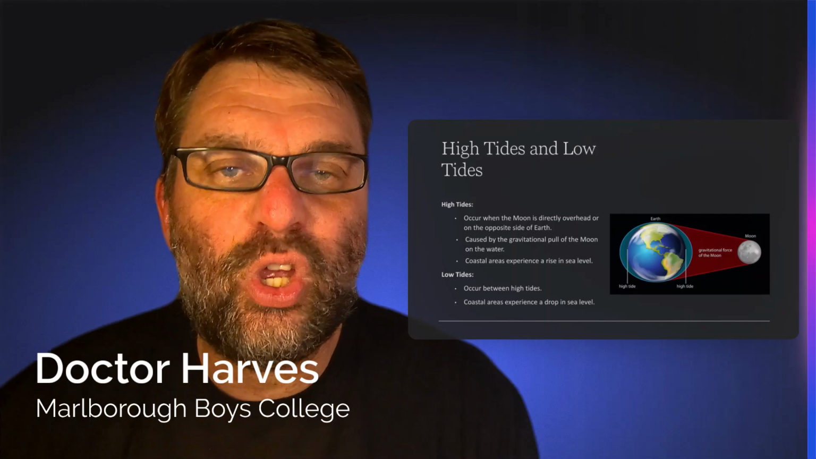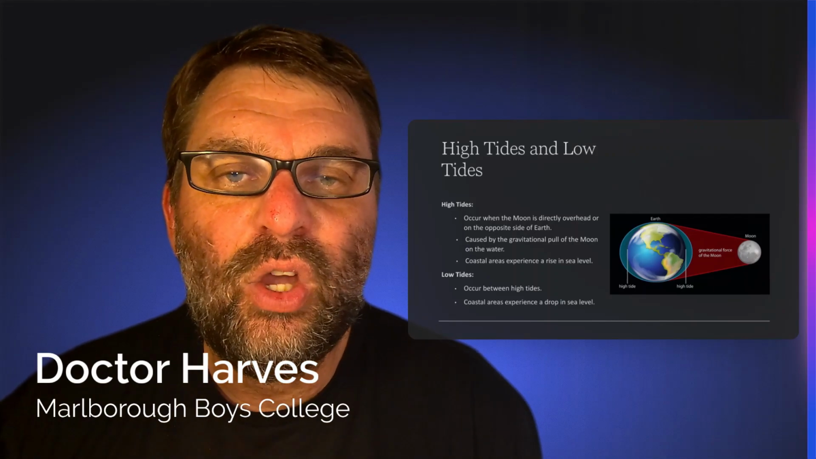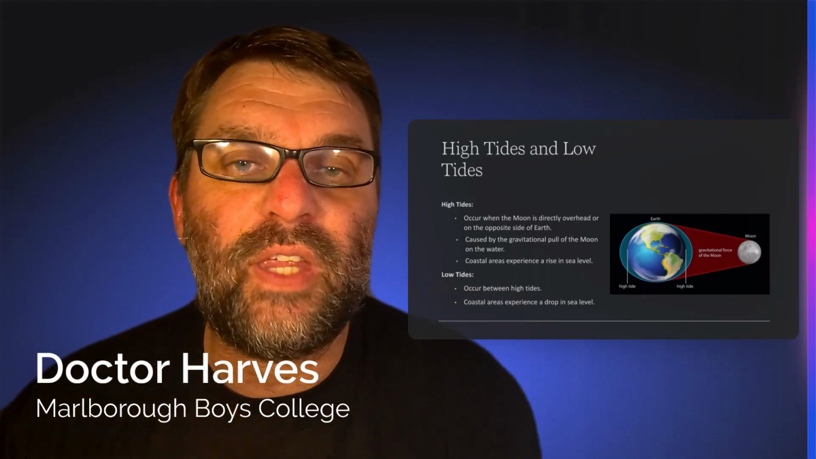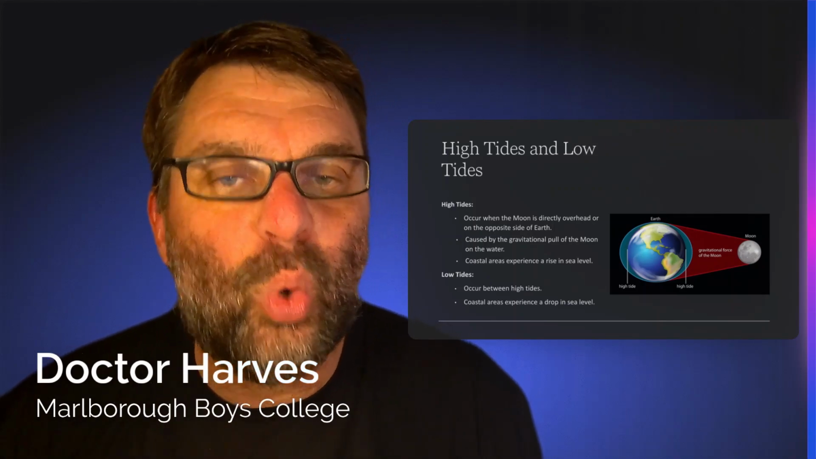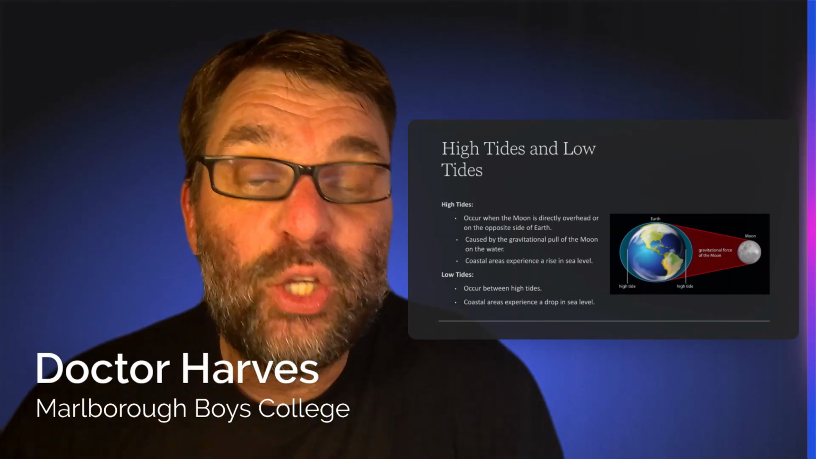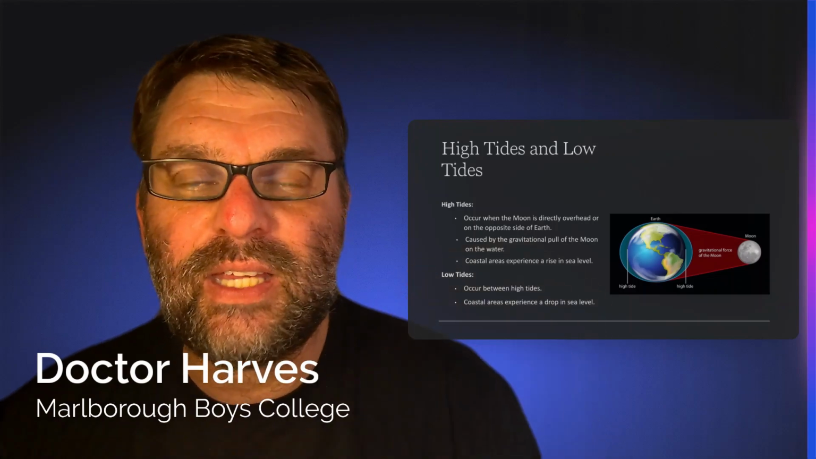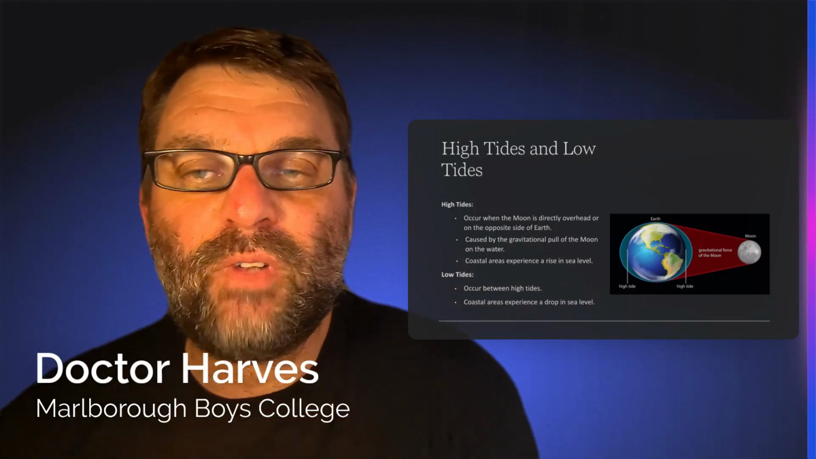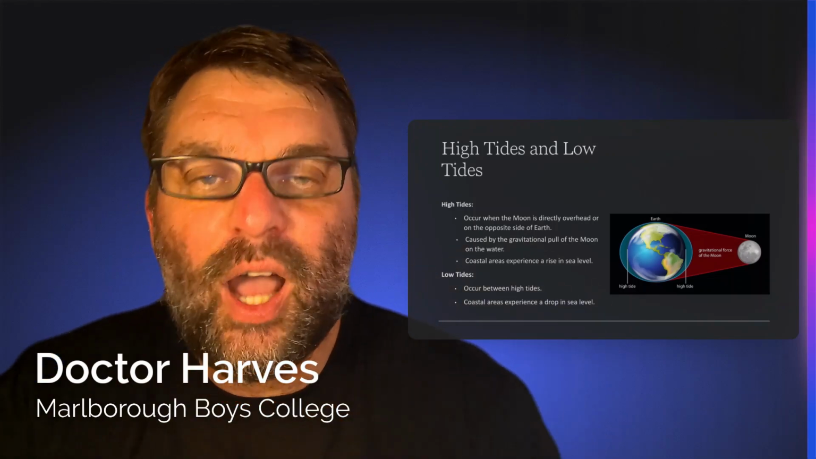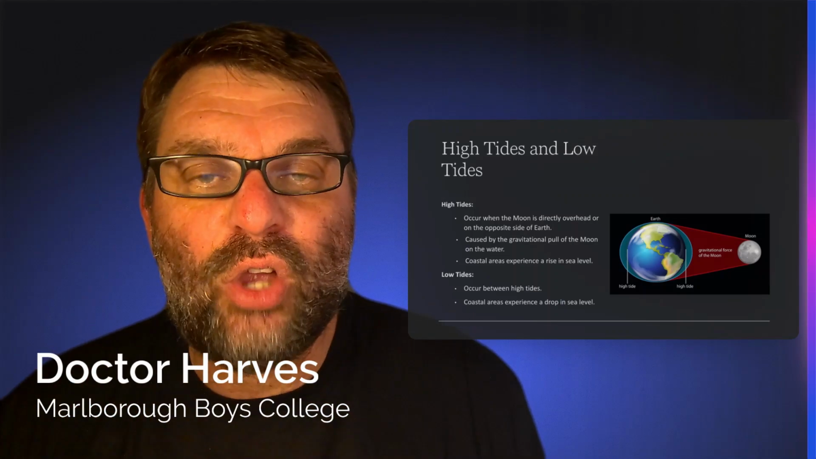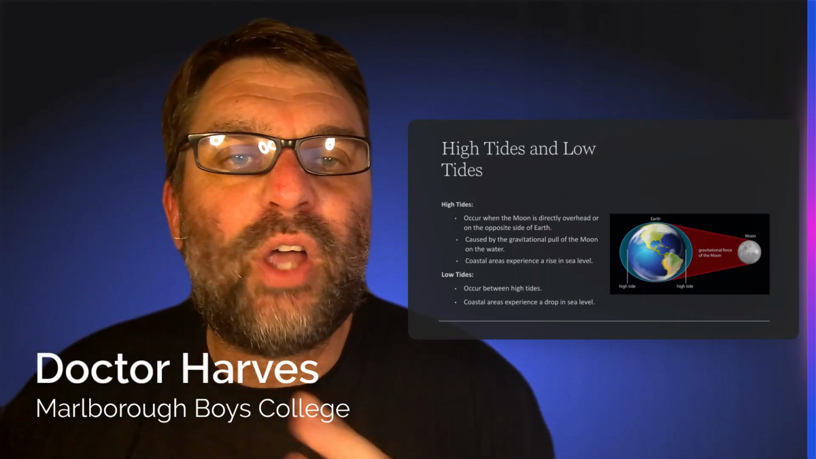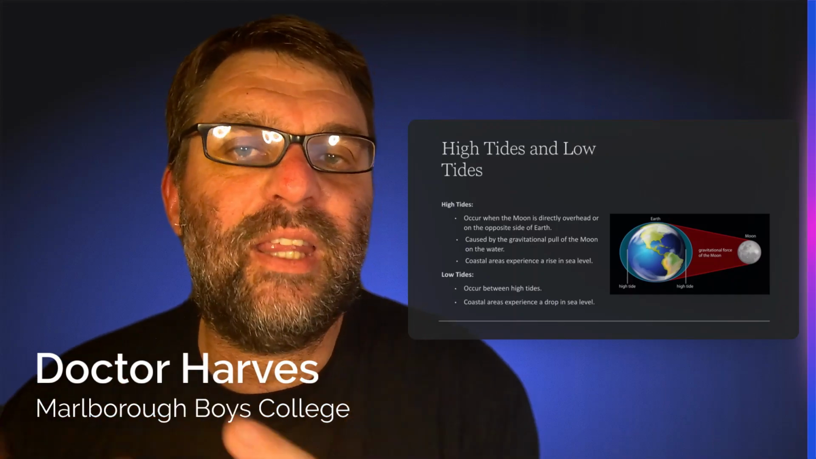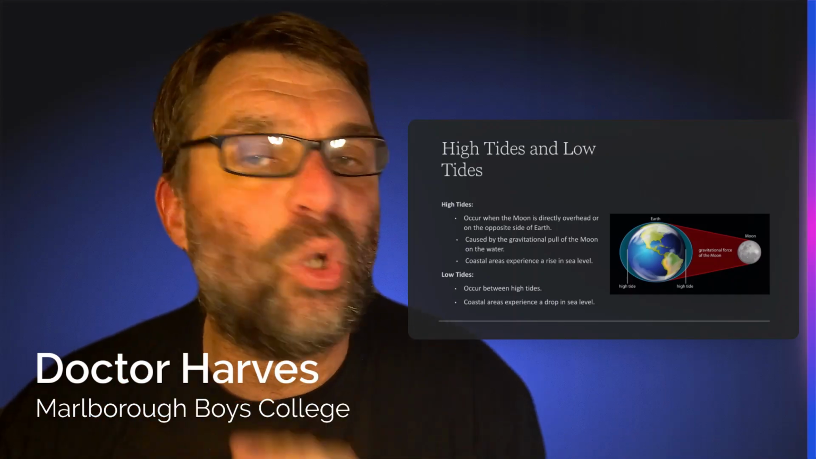So high tides occur when the moon is directly overhead or on the opposite side of the earth and is caused by the gravitational pull of the moon on the water. So in coastal areas, you're going to experience that rise in sea level. In terms of low tides, these occur between high tides, and this time the coastal regions experience a drop in sea level. But that's not quite the whole story, because you'll see that they form on both sides of the earth. So why is this?